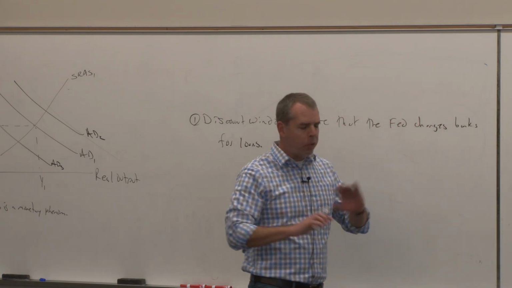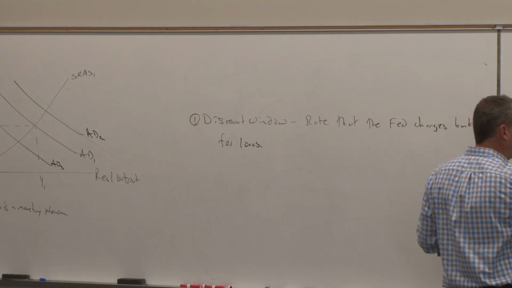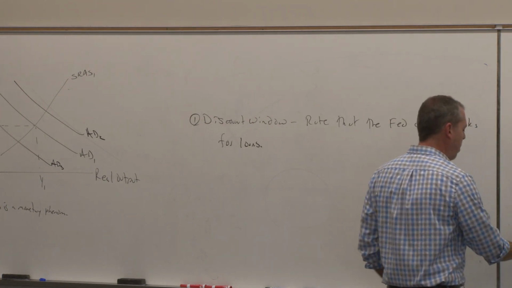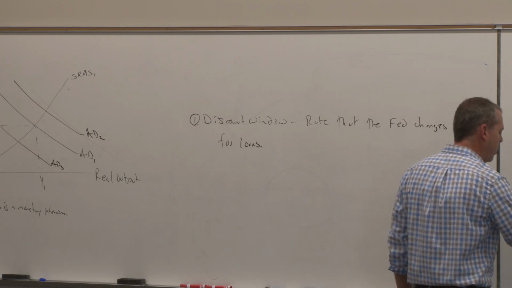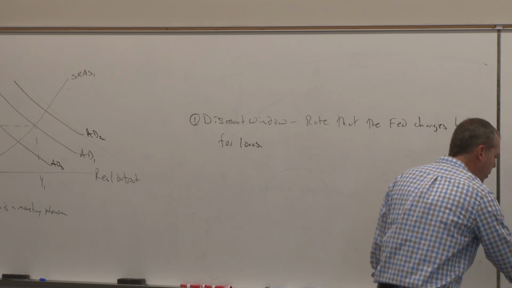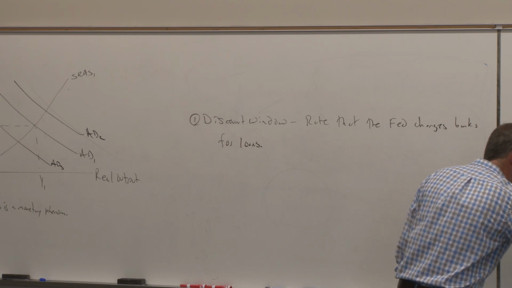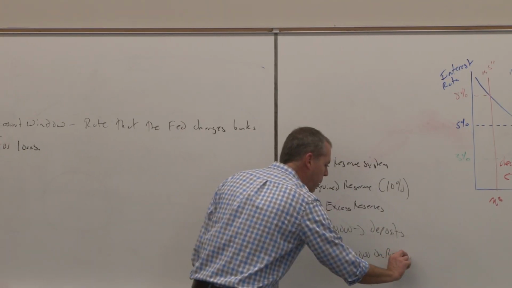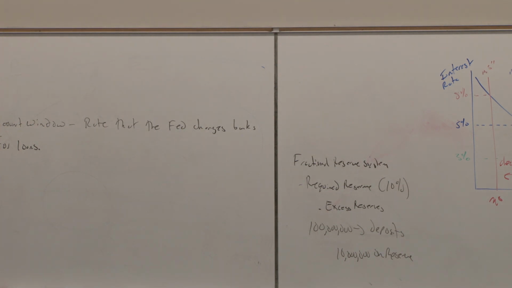So here's this bank. Let's just make the simplifying assumption that the required reserve ratio is 10%. People have made $100 million in deposits, and the bank, therefore, has $10 million on reserve. Let's assume they don't have any excess reserves. They've been able to lend all of it out.